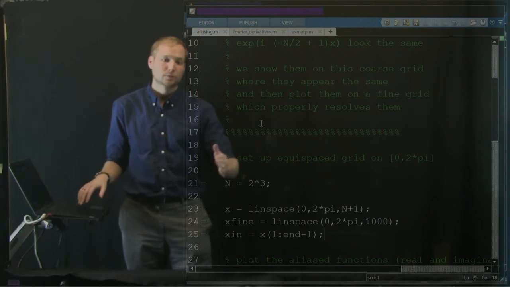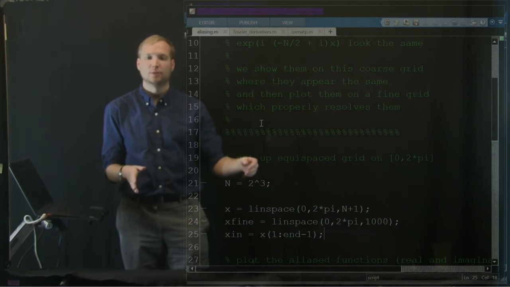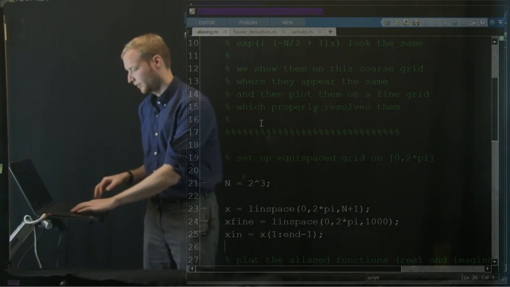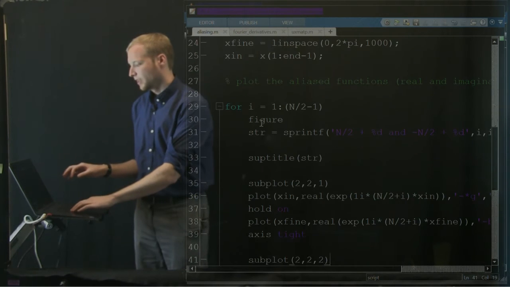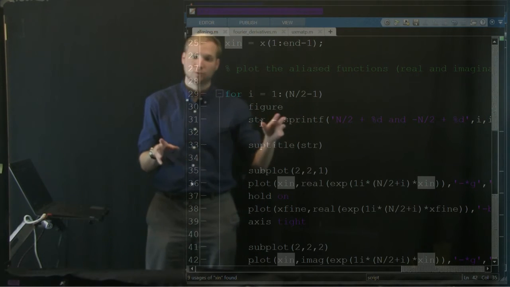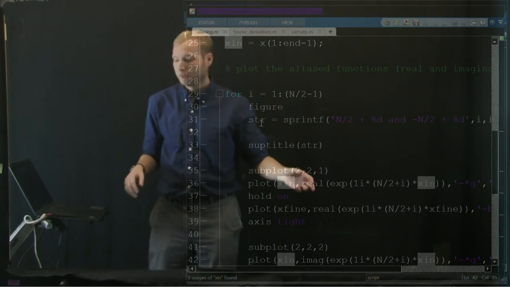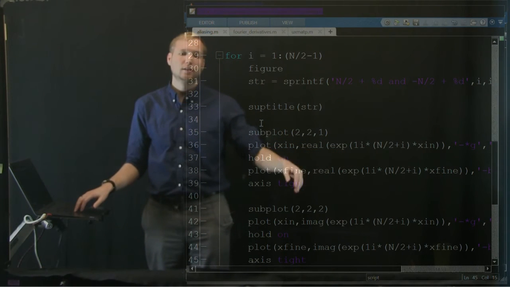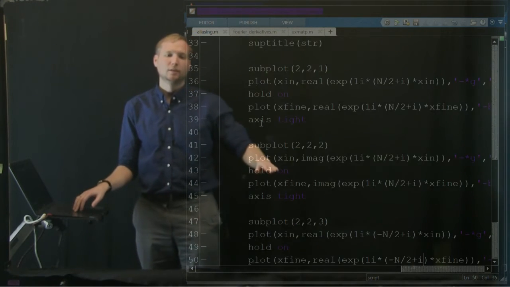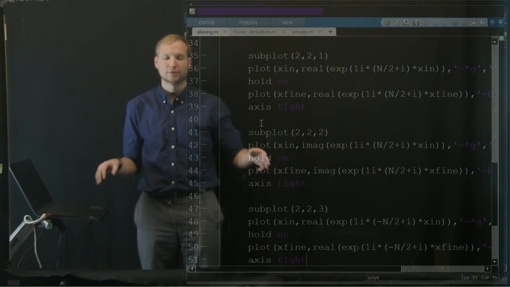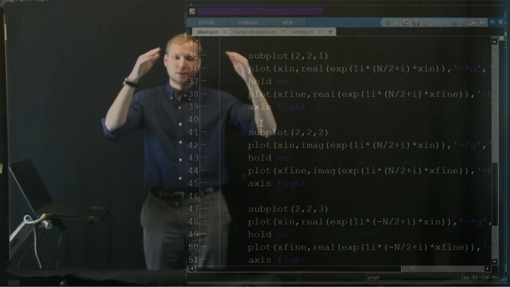And then, as always with these periodic problems, we're going to cut off that last endpoint because in the periodic situation it's the same as the first endpoint. All that this script does is run through the tail end, so it does the last n/2 minus 1 functions, and it plots the real and imaginary parts of e to the i(n/2+1)x. That's on the top two lines. Then it compares those to the plots of e to the i(-n/2+1)x, the real and imaginary parts of each. Those will be on the bottom part of our grid of plots.